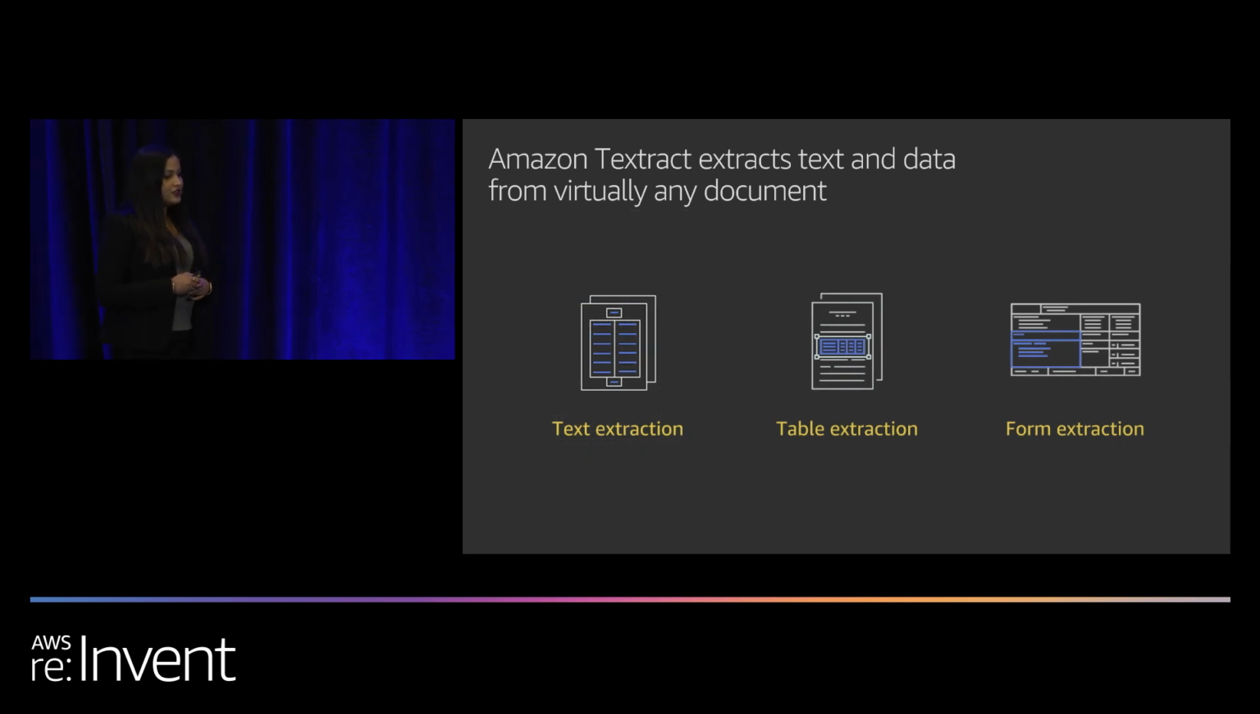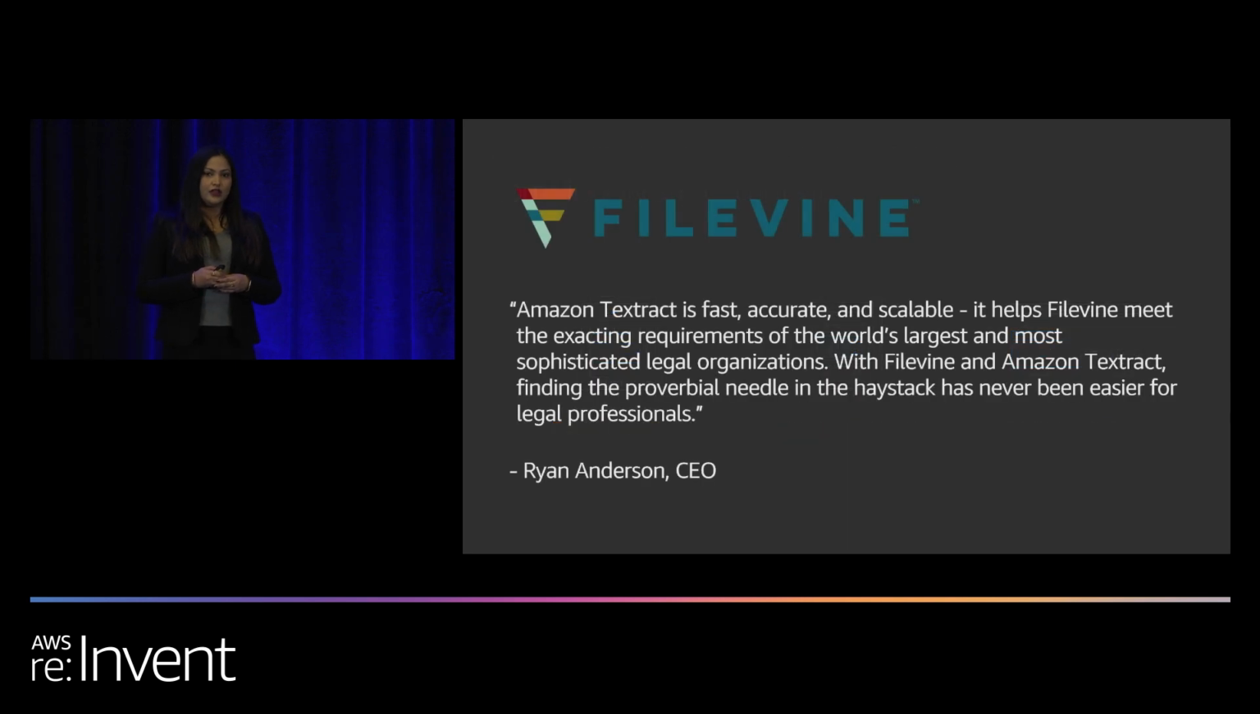Amazon Textract extracts all these types of information from the document without requiring any configuration or templates. Let's see what Ryan Anderson, CEO of Filevine, which is a management software for legal professionals across the globe, has to say about Textract. Ryan thinks Textract is fast, accurate, and scalable. And Filevine has been successfully able to use Textract to serve the needs of sophisticated legal professionals across the globe.